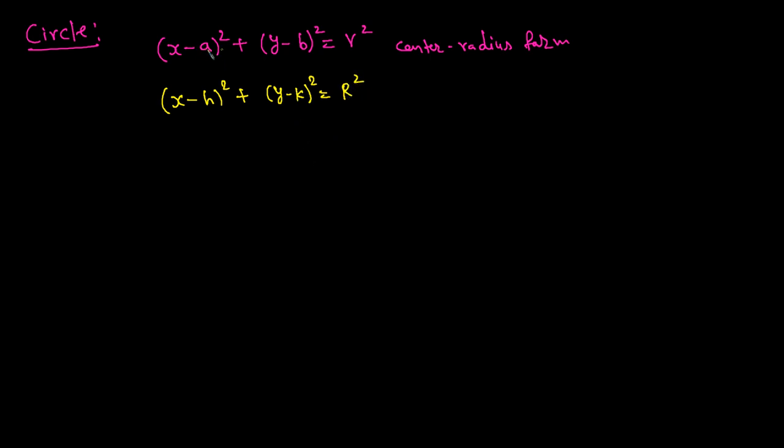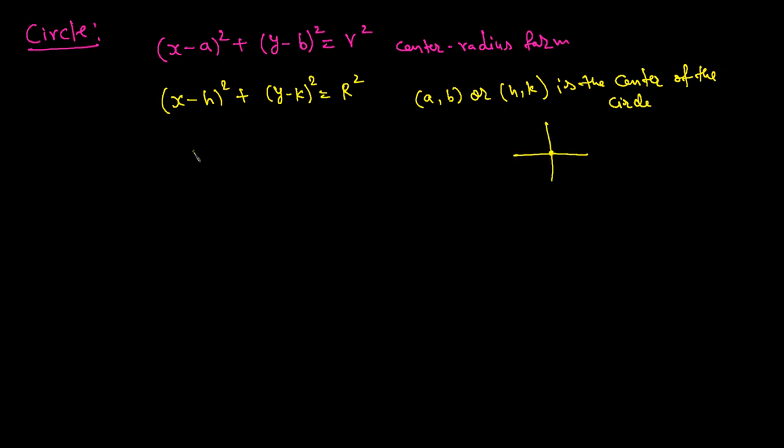Okay, so this a and b, or h and k, gives you the center of the circle. So this a comma b or h comma k is the center of the circle. And if the center of the circle is just at 0, 0, this point, then the equation of the circle is x square plus y square is equal to r square.